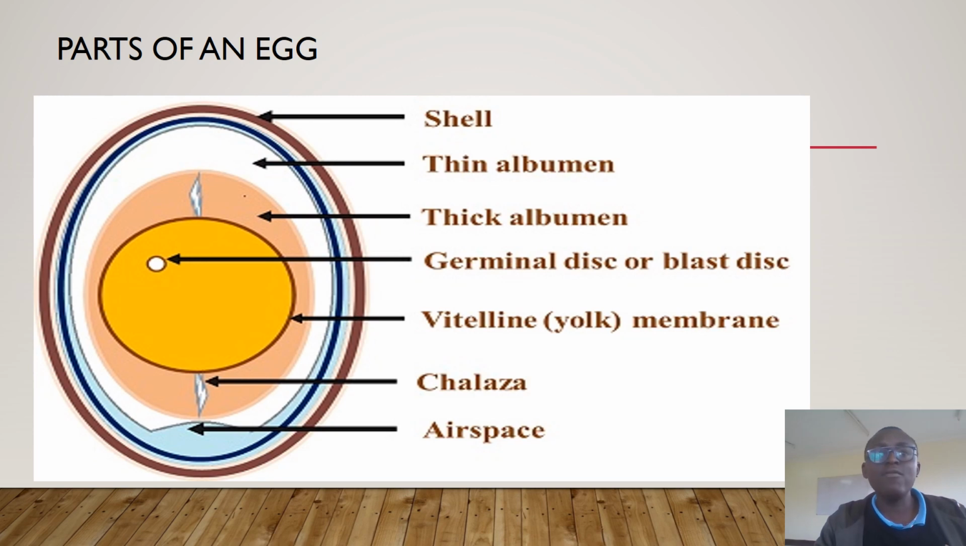We also have the vitelline membrane, which encloses the yolk. Then we have the chalaza, which keeps the yolk centered. And finally, we have the air space, which functions for respiration.